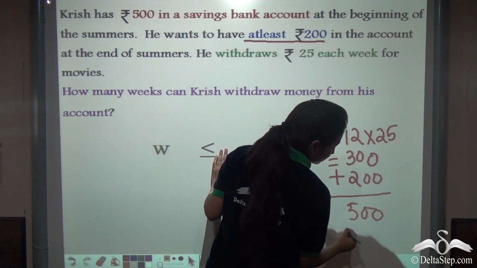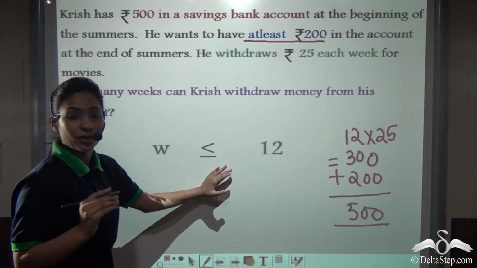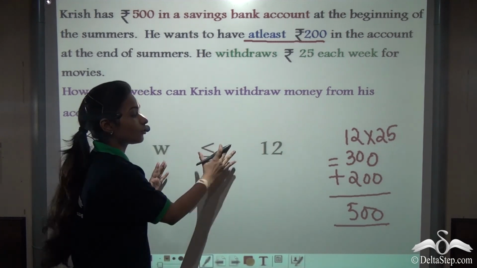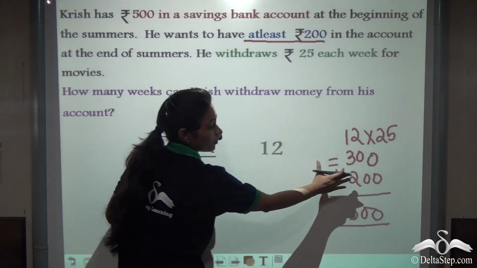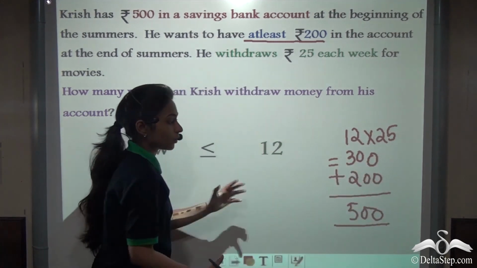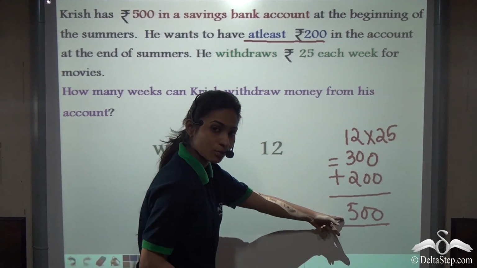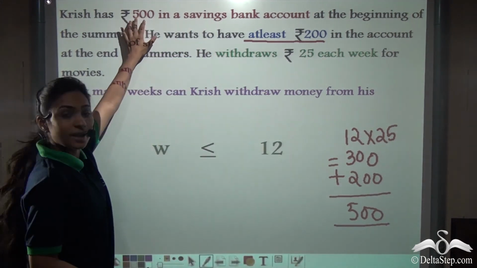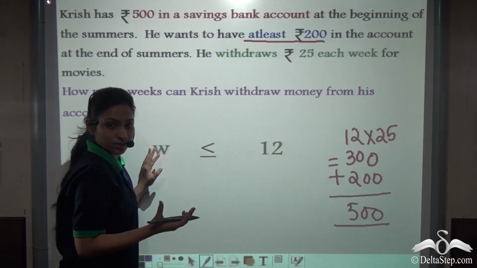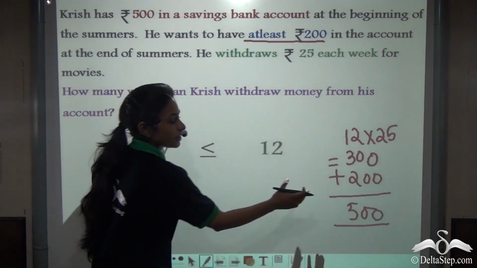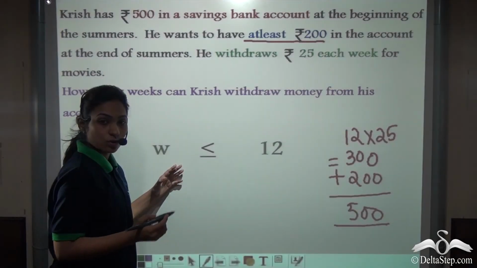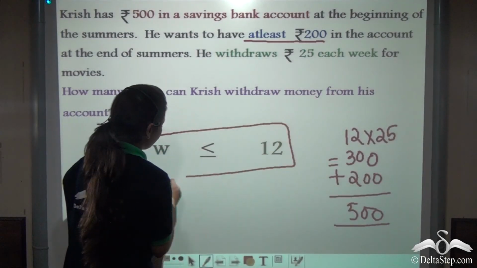500. So even if he withdraws 25 per week for 12 weeks, he will be able to withdraw rupees 300 and have at least 200 in his bank account. This adds up to rupees 500 that he had already in his bank account. So if he withdraws, say, for 11 weeks or for 10 weeks, he will still have more money in his bank account at the end of summers. So this inequality is correct.